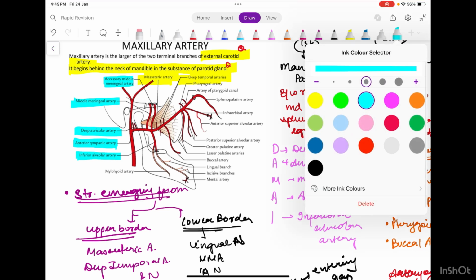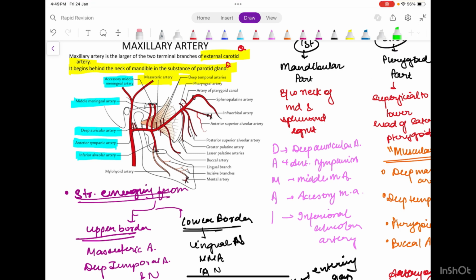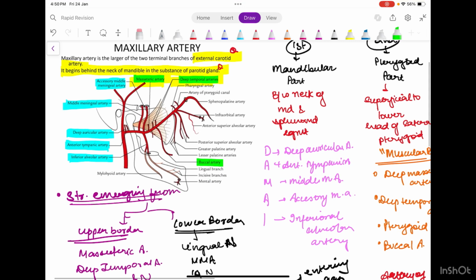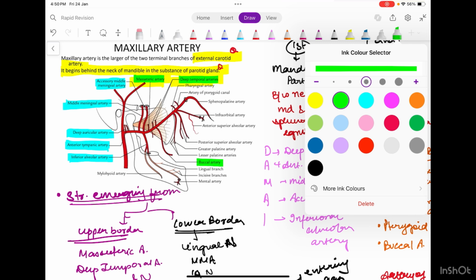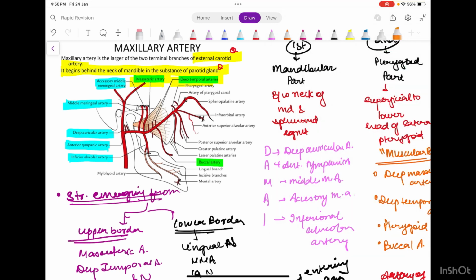Then coming on to the next one, the middle part. Now the middle part is muscular branches. So masseteric, deep temporal, all right. Then we have buccal artery, okay, and we have pterygoid artery also. Now let's talk about the other ones that are left. In the third part, first of all we have posterior superior alveolar artery, infraorbital artery, greater palatine artery. Then we have pharyngeal artery, artery of pterygoid canal, and sphenopalatine artery.